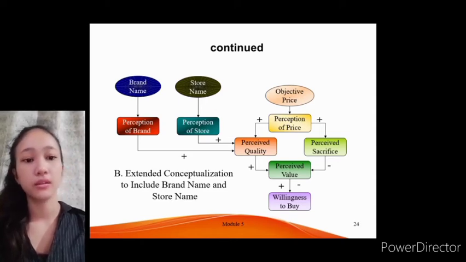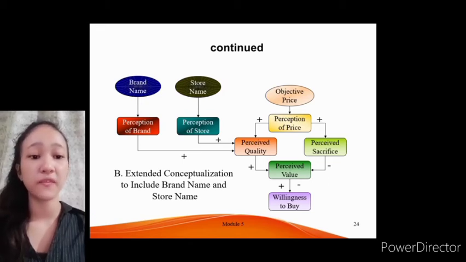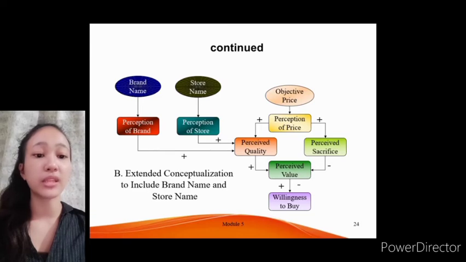Example, bag. Here is a sample of how brand name affects the willingness to buy of the consumer. Example, the product is a bag. The brand name is Louis Vuitton. So the perception of the brand will be luxurious, meaning expensive.